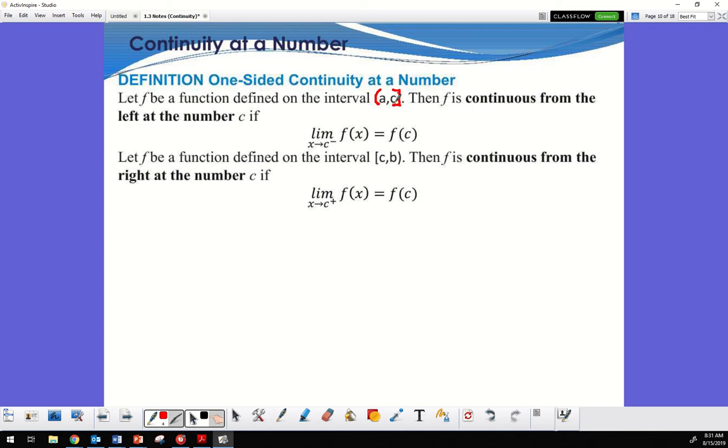Then f is continuous from the left at a number here. So it has to be equal to that number there. So the limit from the left has to be equal to f of c. So it has to be continuous from there up until that point. If it was parentheses, then that would be no, because it would be equal to the limit, but the f of c would not be equal there. Same thing goes for the right-hand side. So that would mean it would be equal to c, going to b here, so it would be continuous over that interval at that number.